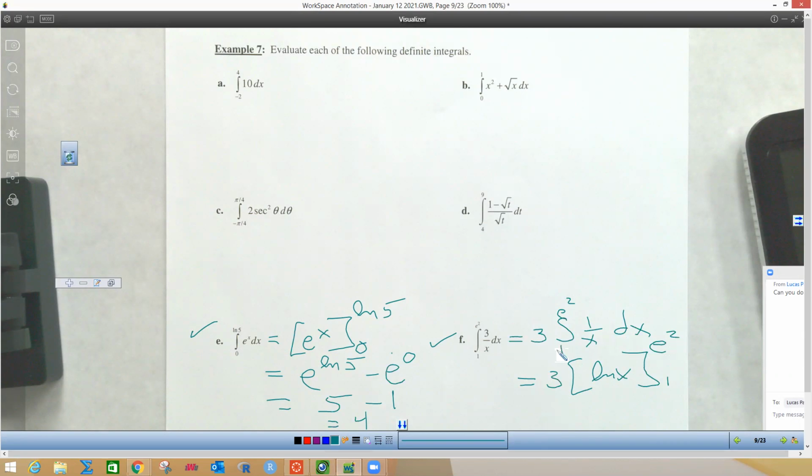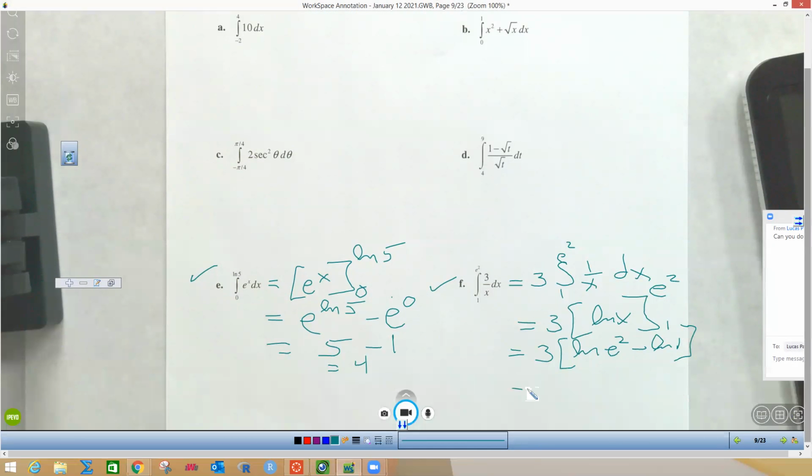And again, you take your intervals and you stick them out here. I don't know if you watched your video. So 3 stays out front. We plug in the first one minus plugging in the bottom one. You are supposed to know from back in your old days of other classes that natural log and e cancel each other out. So that's 2, and the natural log of 1 is 0. So this whole thing would be 6.